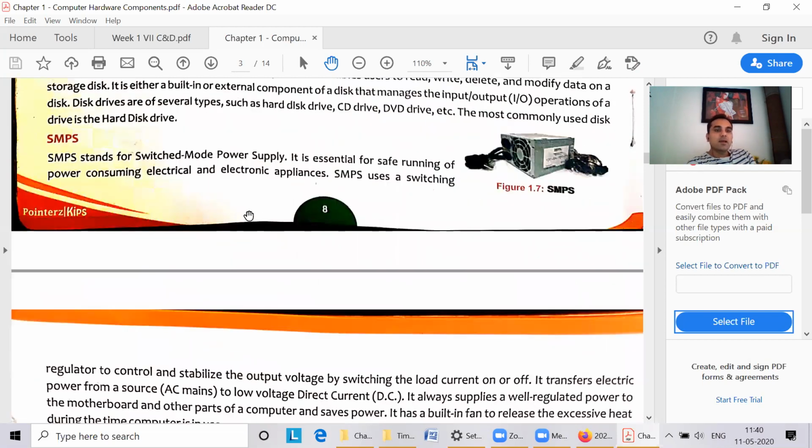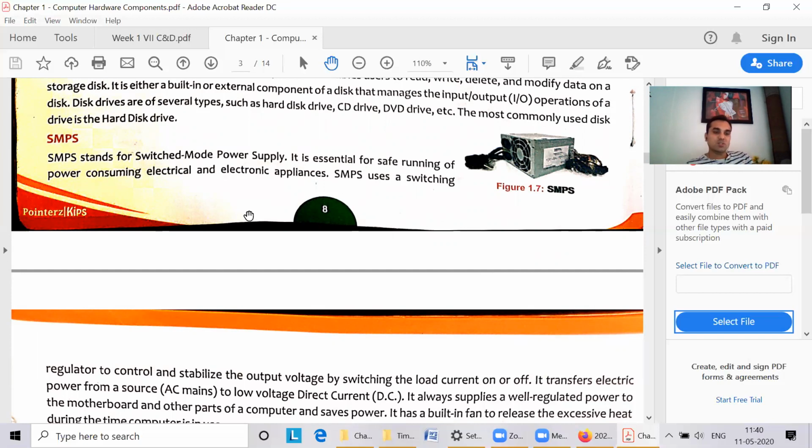SMPS. SMPS stands for Switch Mode Power Supply. It is essential for safe running of power consuming electrical and electronic appliances. Why it is used, we are going to see. But the SMPS, switch mode power supply, is really essential. See the words, essential for safe running of power consuming electrical and electronic appliances. So wherever we are using electrical and electronic appliances, SMPS is essential. How, we are going to see.